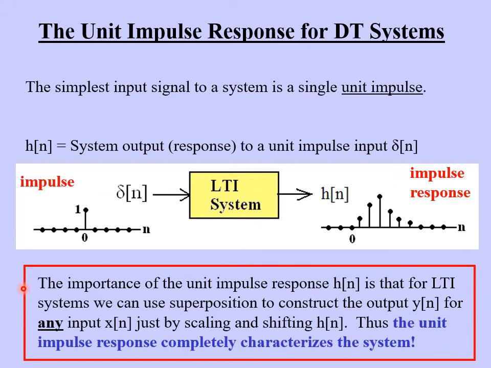The importance here, though, is that because we can use superposition, we can construct the output y of n for any input x of n just by scaling and shifting the unit impulse response h of n. This is something that we're going to explain in more detail in the next several slides. The main idea right now is that the unit impulse response completely characterizes the system. In other words, by just putting this simple signal, this impulse, into a system and seeing how it responds and what it spits out, we can learn everything we would ever want to know about this system.